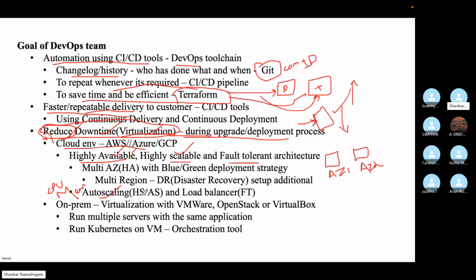Any doubts on this? What is HS? What is AS? HS means highly scalable. AS means auto scaling. So both are actually referring to the same thing. I just wanted to give different short names for that. You can say highly scalable or auto scaling feature.